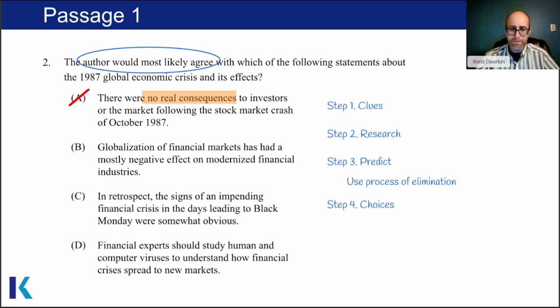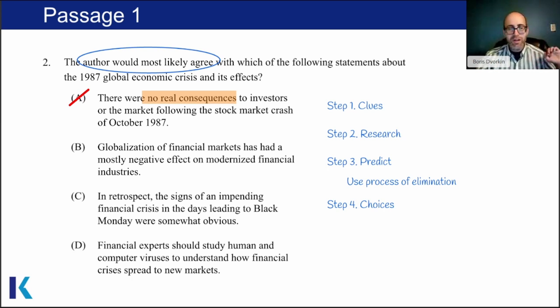Okay, let's take a look at choice B. Globalization of financial markets has had a mostly negative effect on modernized financial industries. And that's an interesting one. We definitely had a paragraph about globalization leading up to the crash. I'm not saying that B is wrong. Okay, but let me know in the chat, what is a word in choice B that we should be careful and check rather closely? Very good, folks.